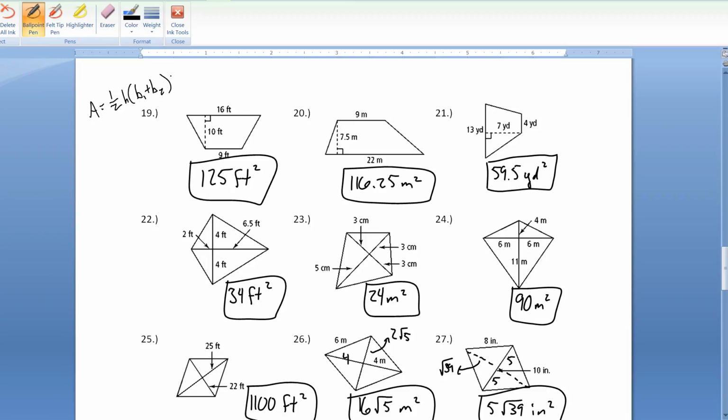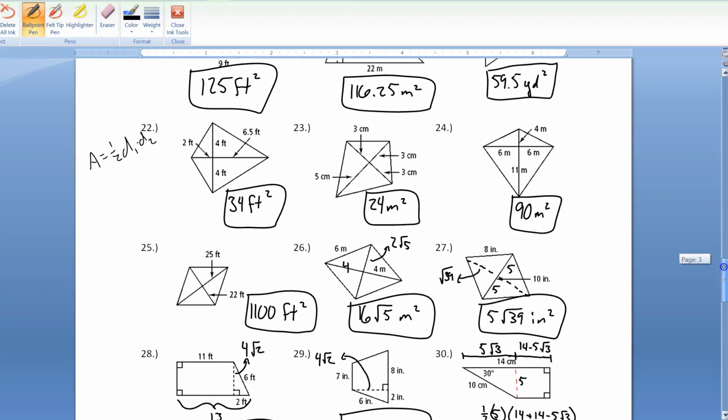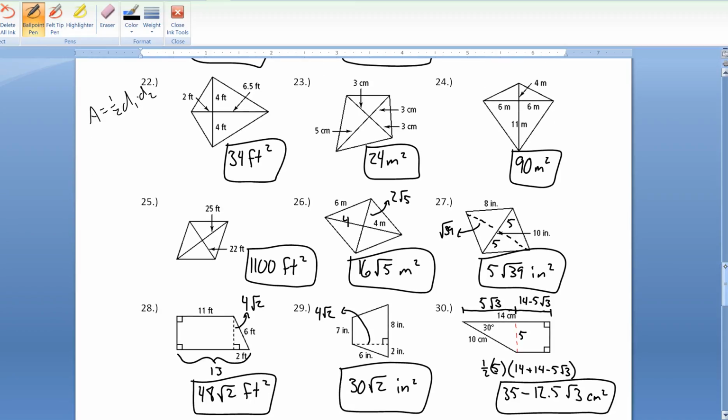Area for a kite. It's just area equals 1/2 the diagonals being multiplied, so d sub 1 times d sub 2. So I just come up with the diagonals. This one diagonal is a total of 8, the other diagonal is a total of 8.5. Multiply them together, divide by 2. This one I've got a 6 and an 8 for my diagonals, multiply together, divide by 2. The next one I have a 15 and a 12 for my diagonals, and I plug it in.